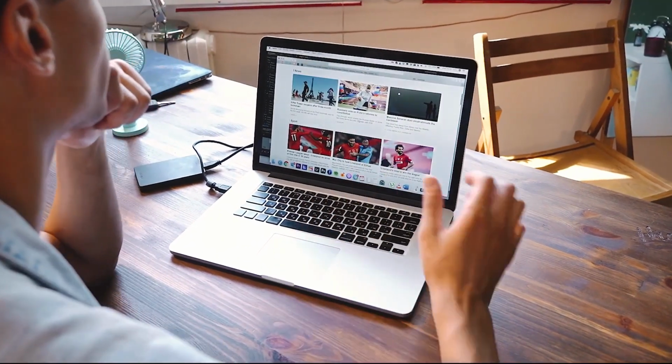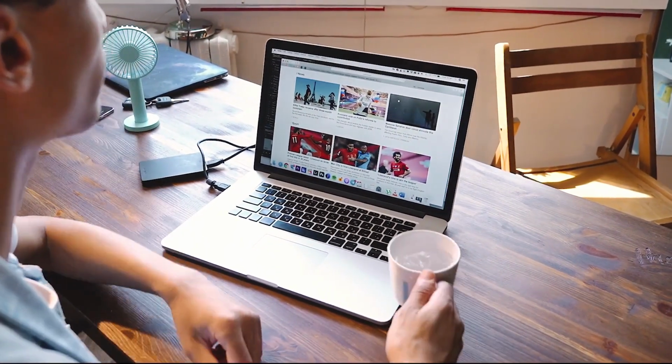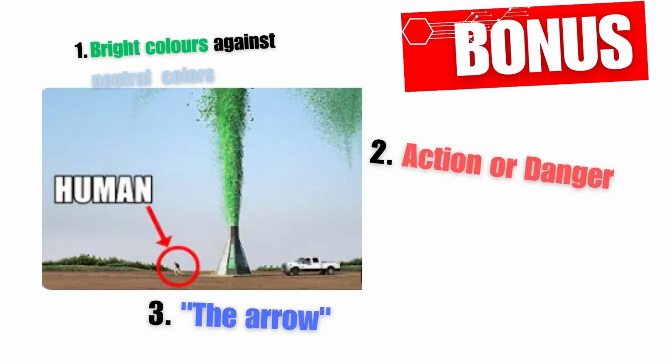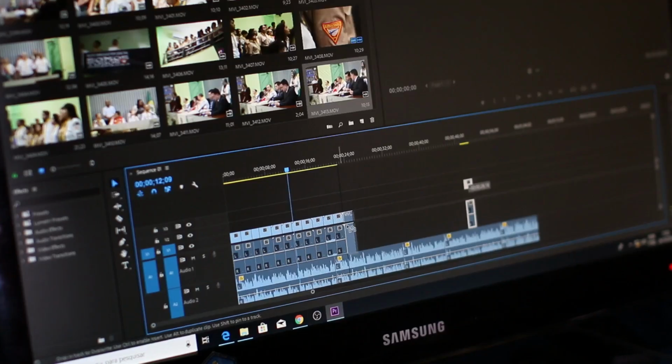Here are some factors to consider when creating thumbnails. Bonus 1. To succeed, stick to 3 elements: bright colors against neutral colors, action or danger, and the arrow. Eye-catching visuals. Use high-quality and clear images or graphics that stand out and grab attention. Bright and contrasting colors, interesting visuals, and bold text can help make the thumbnail visually appealing.